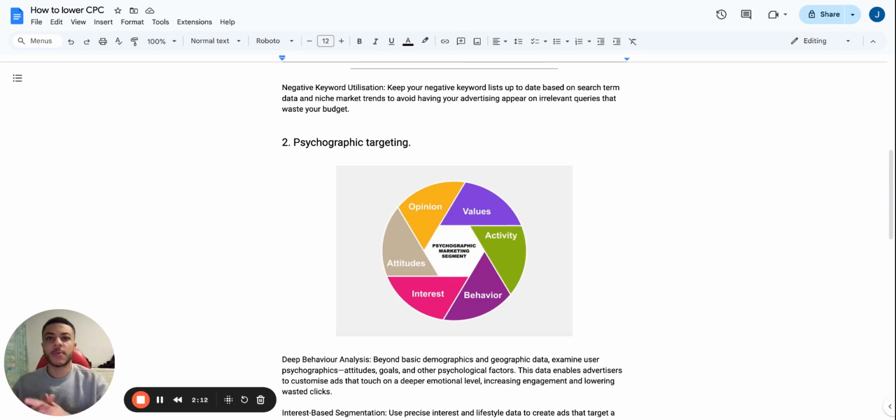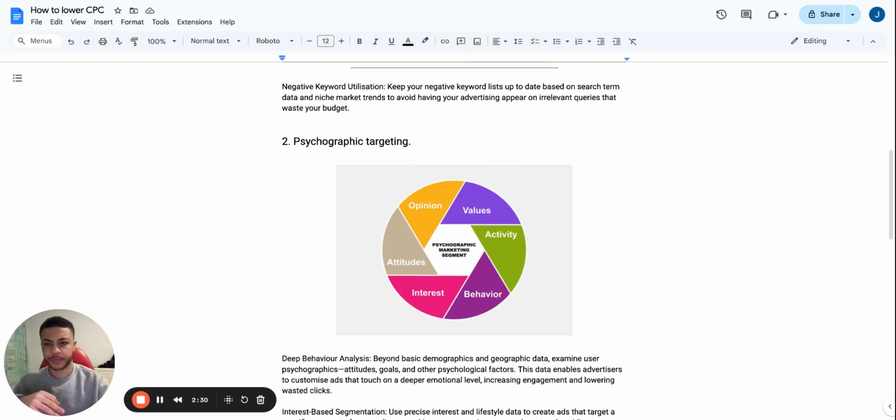So negative keywords basically stop you from showing up on searches that you don't want to show up on, that maybe have a high cost per click, that maybe are not converting well on your landing pages, and maybe just not relevant to your ads in general or your product in general. So negative keywords are very important.